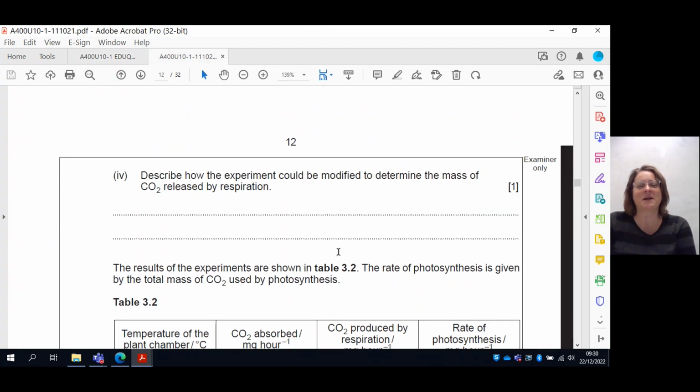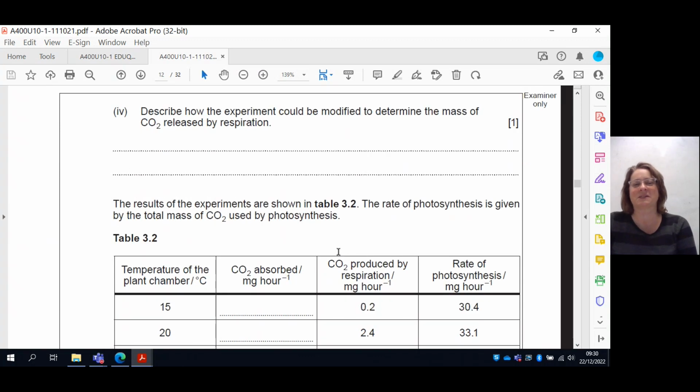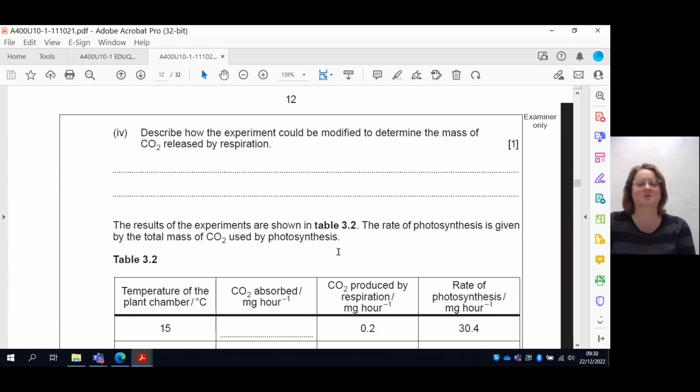This question here, I think many of you did the clever people mistake that you start reading the question, but you don't read it until the end and your brain is already in overdrive. You're answering something amazing, just not to do with this question. So go slow and actually read it. Describe how the experiment could be modified to determine the mass of CO2 released by respiration.